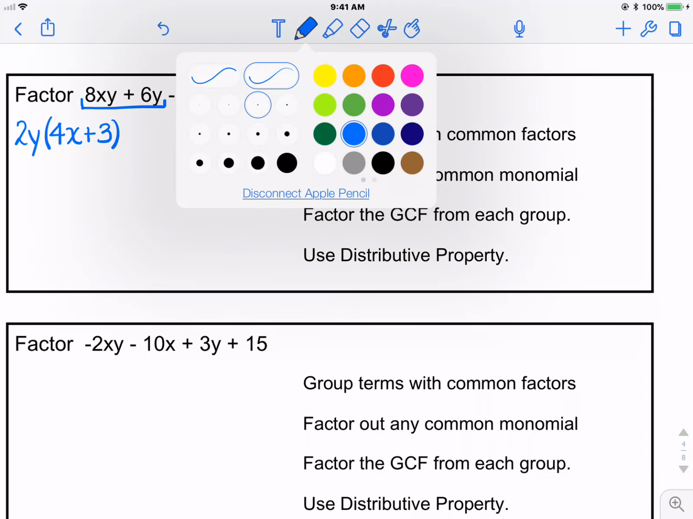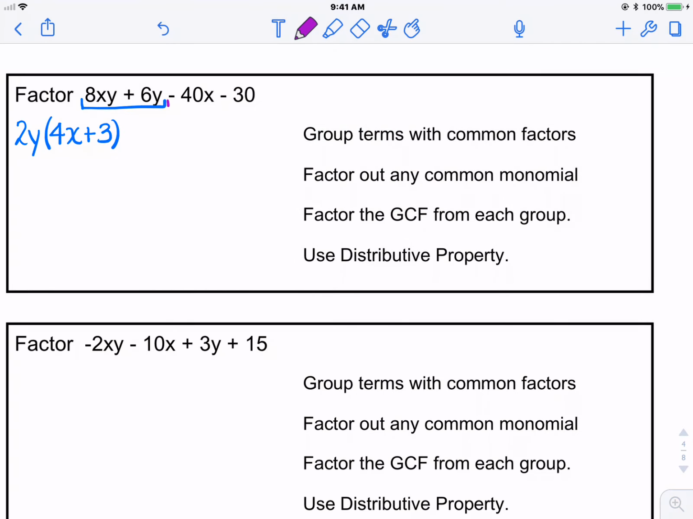In the second group, it's really important that I take this sign, this minus here. And it looks to me like they both have a minus in common and a factor of 10 in common. So I'm going to take the negative 10 and see what happens. Negative 10 would have to get multiplied by a 4x to make that negative 40x. And negative 10 would have to get multiplied by a positive 3 to get that negative 30.